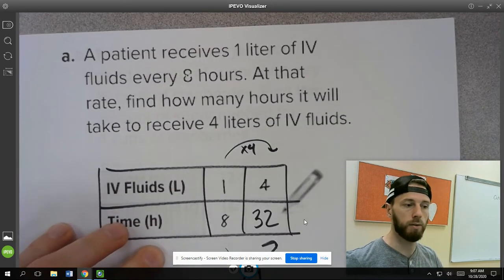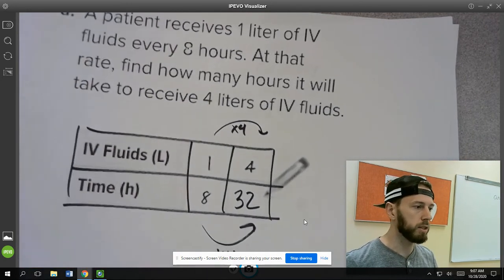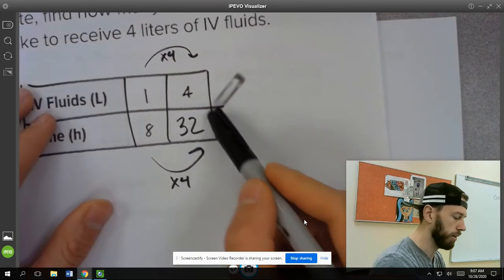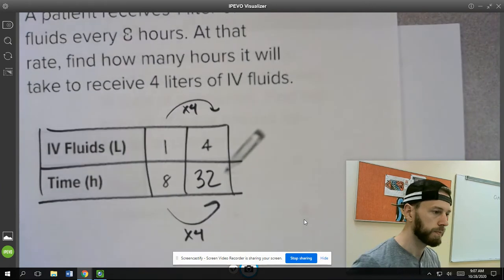So that's the basics of a ratio table, right? Basically trying to figure out, are we multiplying or dividing to get where we're going? And we're trying to figure out this number here, right?